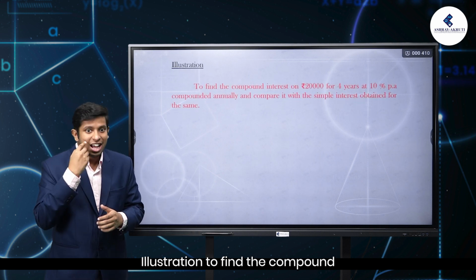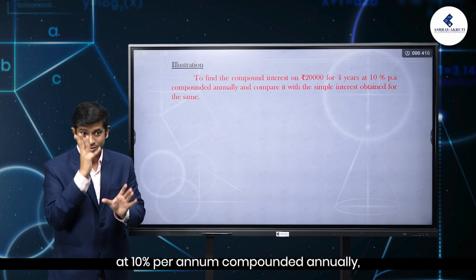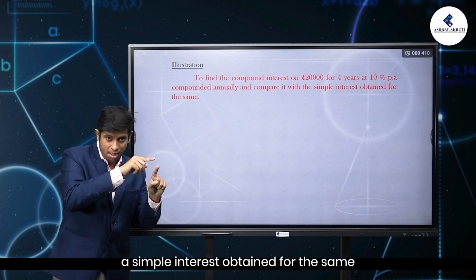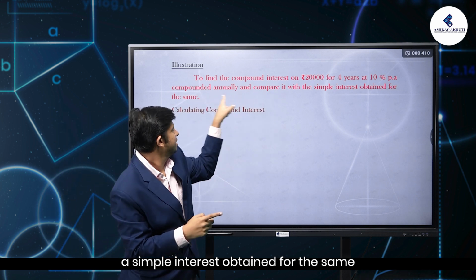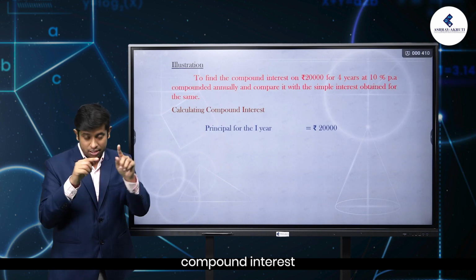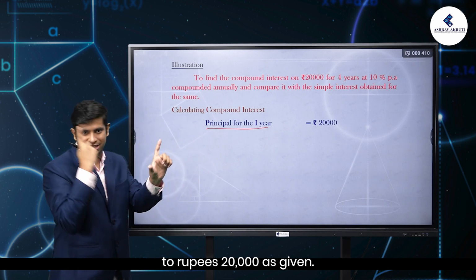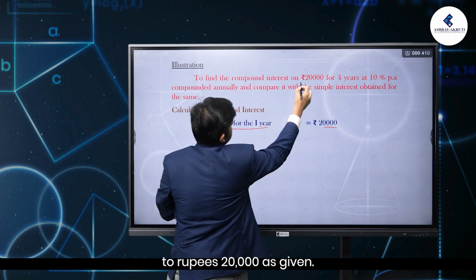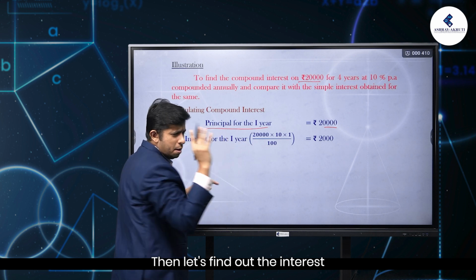Illustration. To find the compound interest on rupees 20,000 for 4 years at 10% per annum compounded annually and compare it with the simple interest obtained for the same. Calculating compound interest. Principal for the first year is rupees 20,000 as given. Then let's find out the interest for the first year.